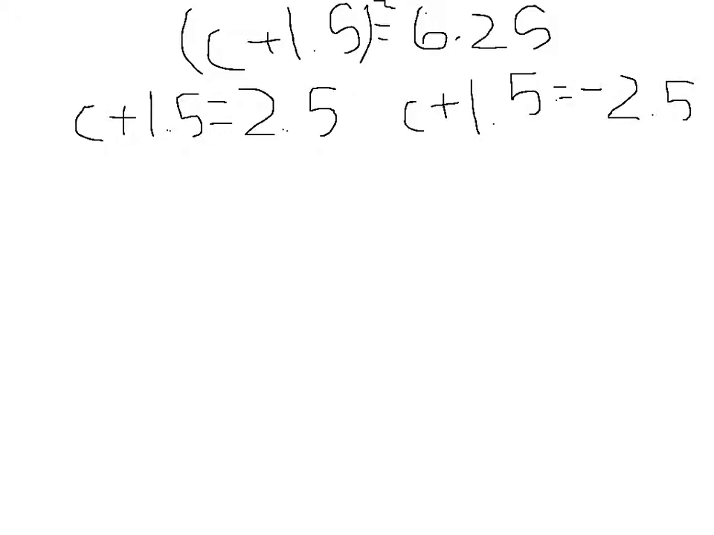So just like before, you solve this by SADMAP. So you subtract the 1.5, and that makes c equal 1. And this, you also subtract the 1.5, so c equals negative 4. And so here are our 2 answers.